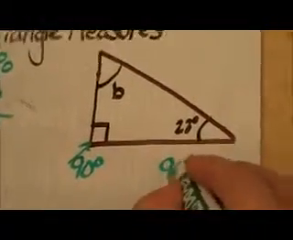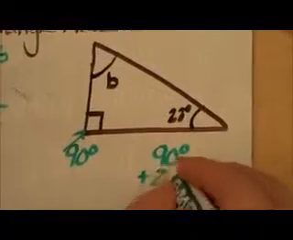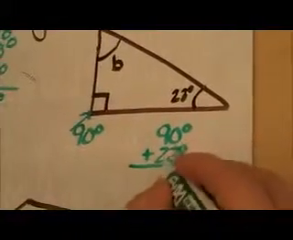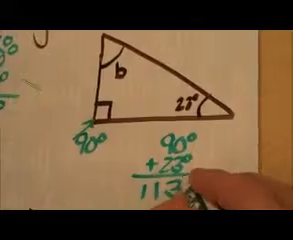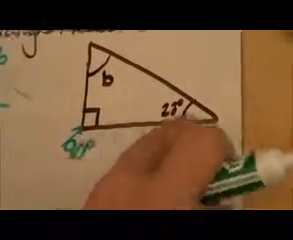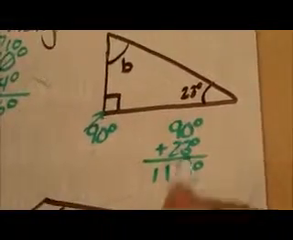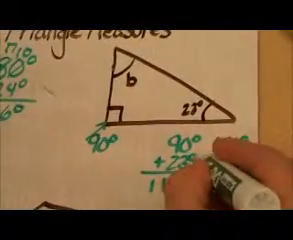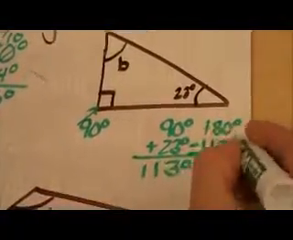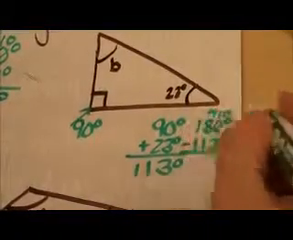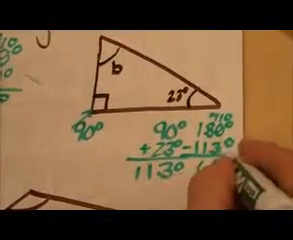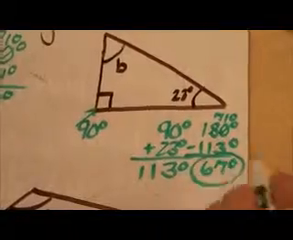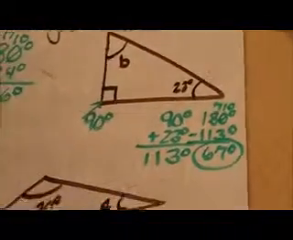I have 90 degrees. I'm going to add my 23 degrees, and I'm going to end up with 113 degrees for these two angles collectively. Now, to find my third one, I'm going to subtract from 180 degrees, and angle B should be 67 degrees.